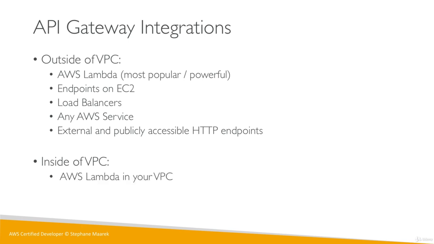Now, inside your VPC, you can enable, again, Lambda integration when Lambda is deployed within your VPC, and also EC2 endpoints in your VPC. So that's it for the API Gateway integrations and a quick overview. I think API Gateway overall is a huge service and very complicated to learn and master, so this is going to be an overview.